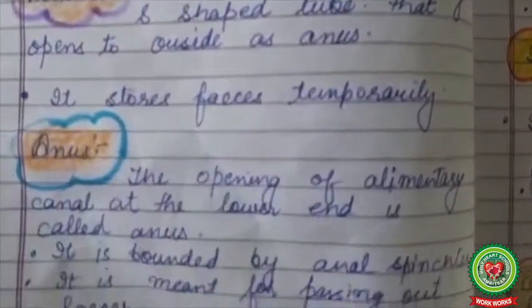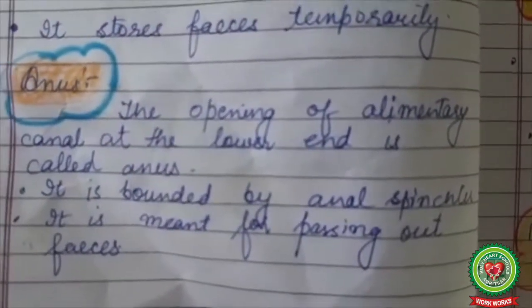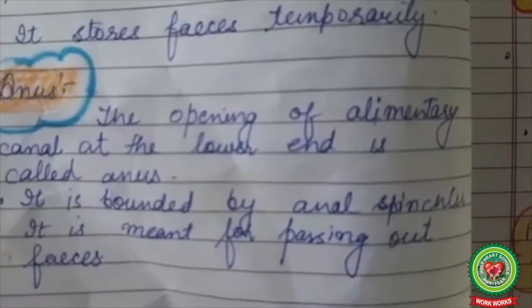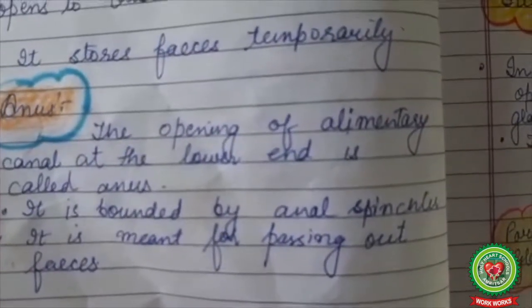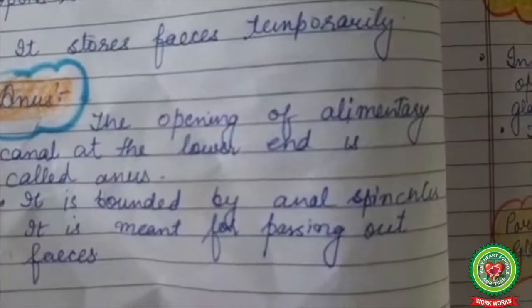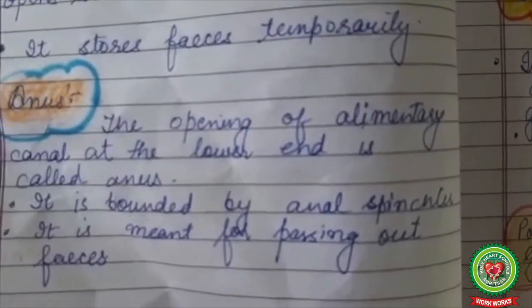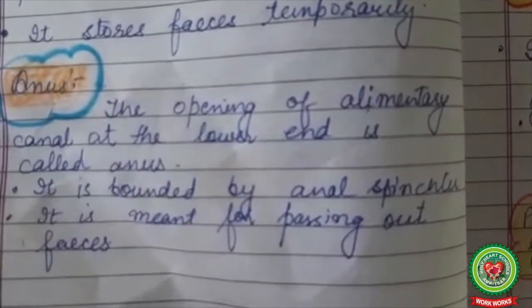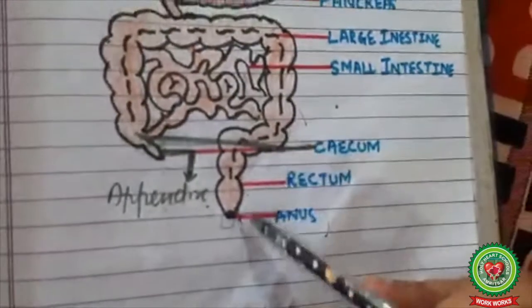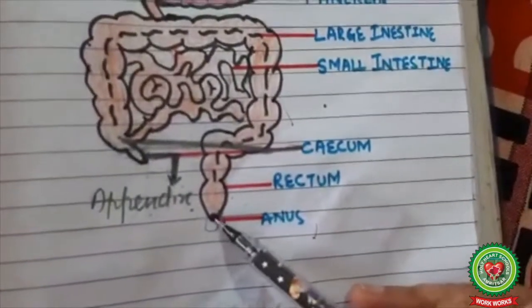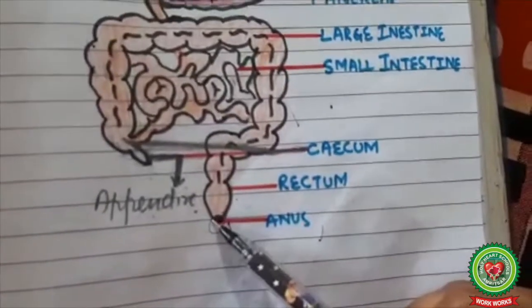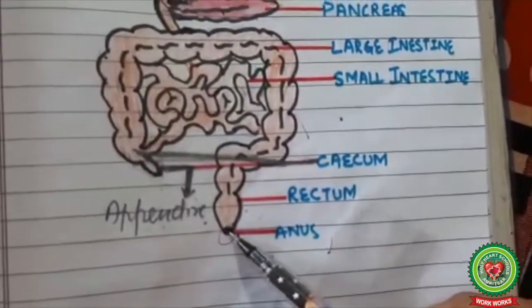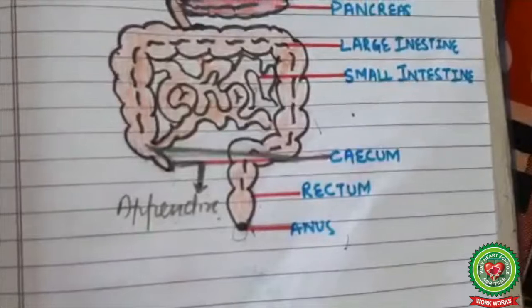The last part of the alimentary canal is the anus. The opening of the alimentary canal at the lower end is called the anus. It is bounded by the anal sphincter and it is meant for passing out feces. Now look here. At the base of the rectum, there is a small hole that is called the anus. It is guarded by the anal sphincter and its function is to pass out feces.